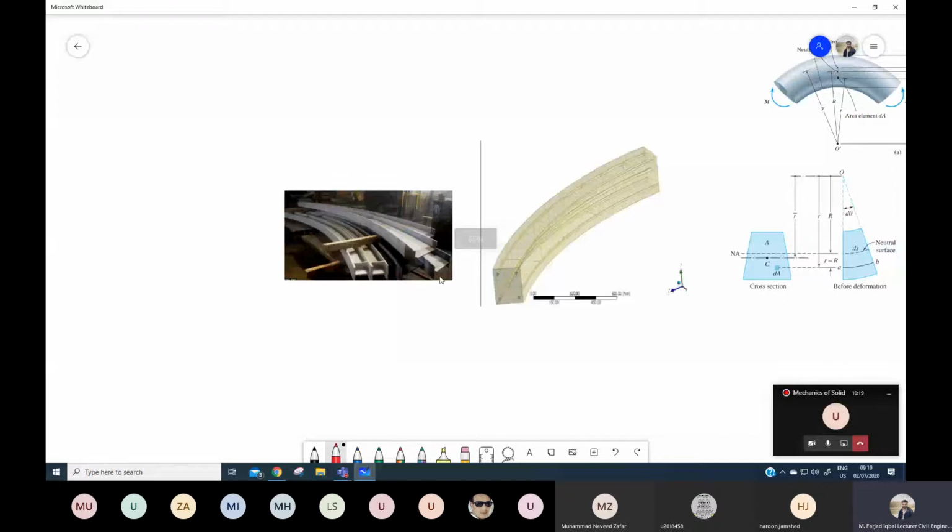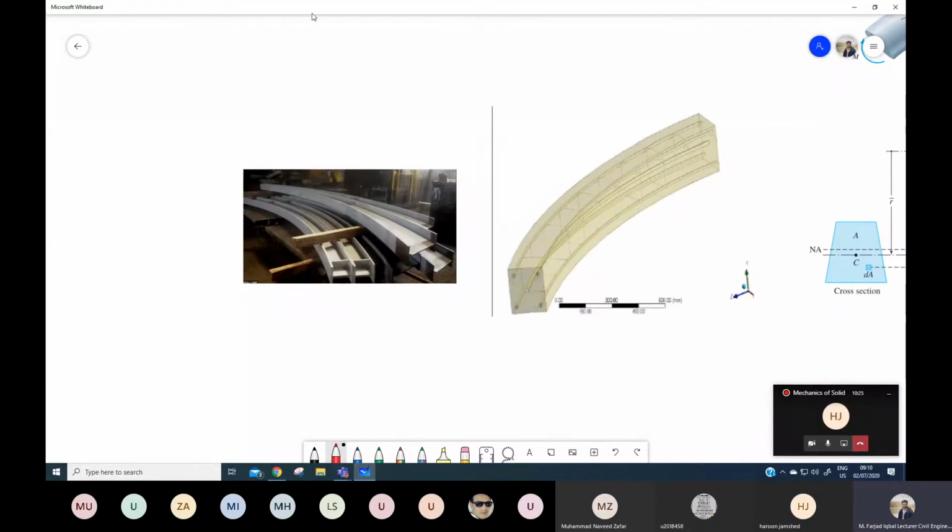Today we are going to study the topic of curved beams.